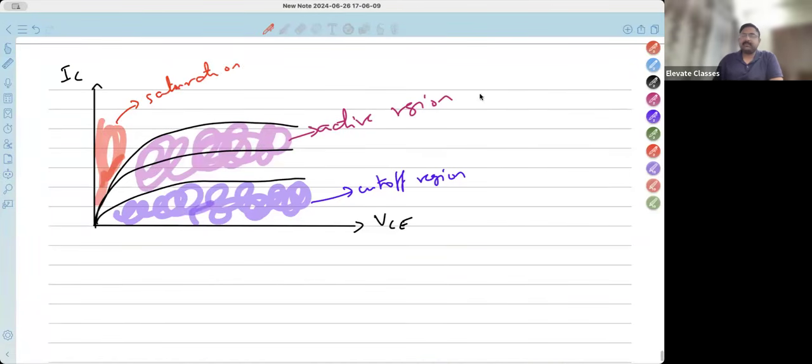Now if you draw a DC load line, how does the load line look? The load line looks something like this. What is the value here? VCC, 0. That means no collector current, maximum collector voltage, that is VCC. Here there is no current at all. We have done a problem on this. Please go and revise this, because if there are any questions, you should be able to answer them.